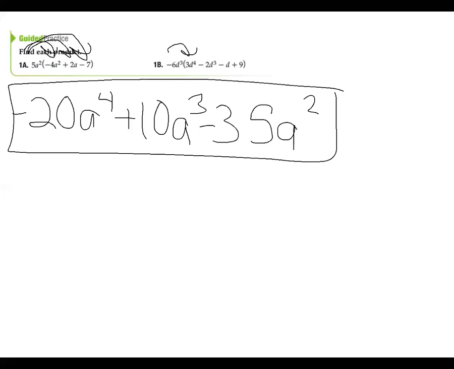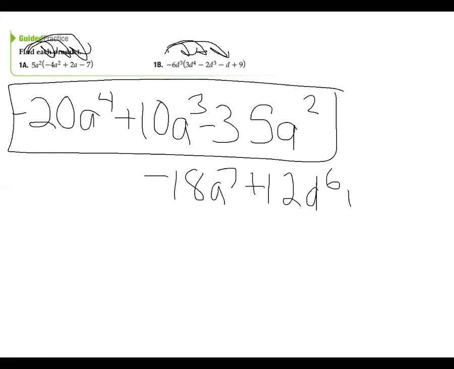The second one, negative 6d cubed times 3d to the 4th would be negative 18d to the 7th. Multiply here. Don't forget here you have a negative times a negative, which would give you a positive 12d to the 6th. Same thing here, you would have plus 6d. Remember, this exponent's understood to be 1, so it'd be d to the 4th. Plus 6 times 9 is 54, so actually let me write that as minus 54d cubed. Alrighty, cool stuff.